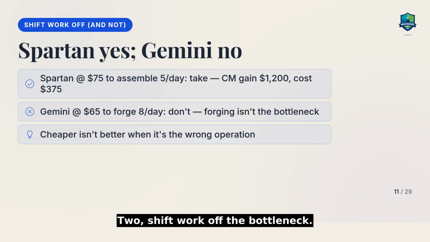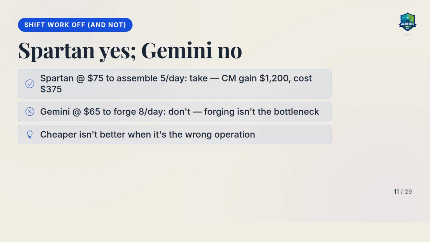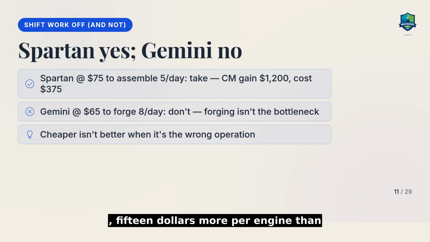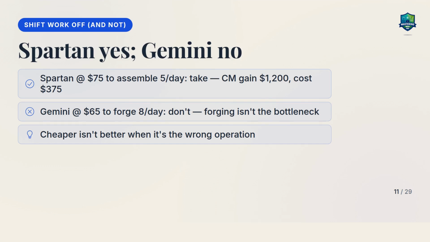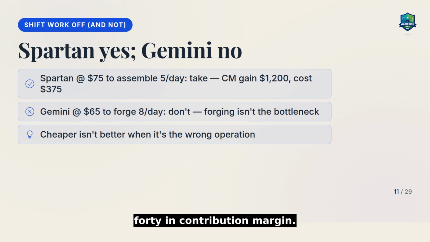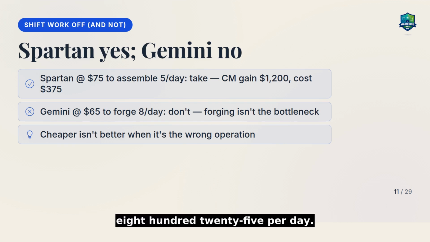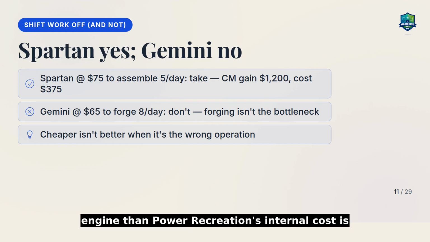2. Shift work off the bottleneck. Spartan Corporation offers to assemble 5 extra engines per day at $75 each, $15 more per engine than Power Recreation's own cost. Take it. Why? Because every assembled engine adds 240 in contribution margin. Net benefit is contribution margin $1,200 minus assembly cost $375. $825 per day. The fact that Spartan charges more per engine than Power Recreation's internal cost is irrelevant.